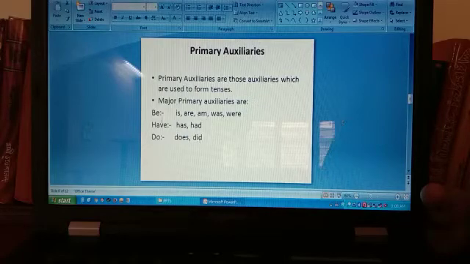For example, is is used in the present tense. Are is also used in present tense. Am also used in present tense. Whereas was and were in the past tense. Has in present tense. Had in past tense. Does in present tense. Did in the past tense.